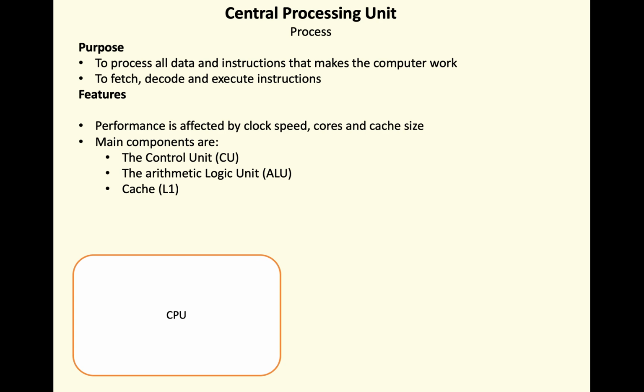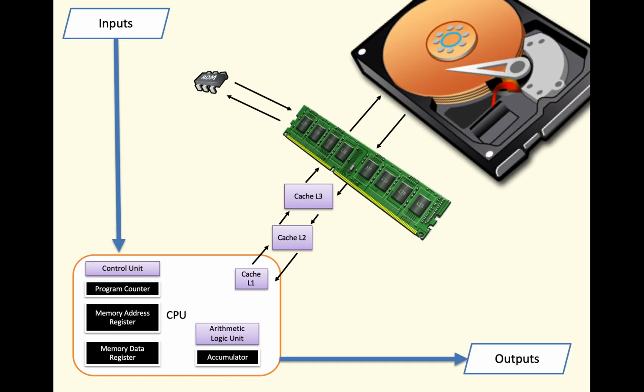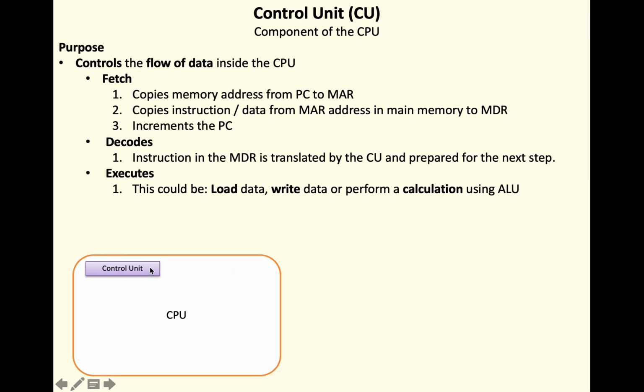Now, some features of the CPU: its performance is affected by clock speed, the number of cores, and the size of cache. We're going to look at cache in a bit more detail. The main components are the control unit, the arithmetic logic unit, and cache. So now we're going to zoom in on the CPU and see what those different components do. As we can see, there's our CPU. We've got our control unit, our cache, and our arithmetic logic unit.